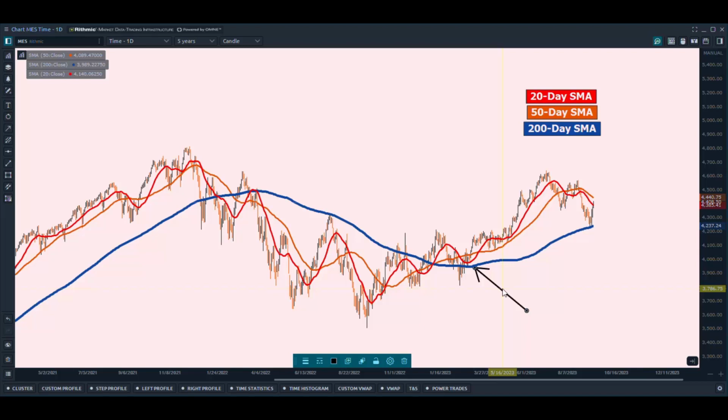So hopefully this video was helpful in understanding really why moving averages are more of a trend following indicator versus support and resistance.